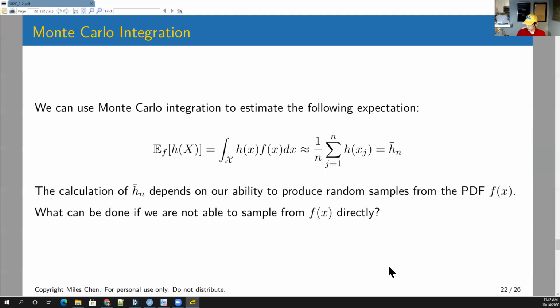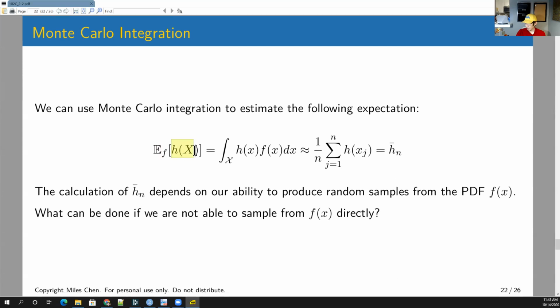Okay, so far we've been talking about Monte Carlo integration, and we said, if you want the expected value of this function h of x, where x comes from this PDF f, it's equal to this integral, and we can estimate it by taking random values of x from f and taking the sample mean of this function. Okay, but this depends on our ability to produce random samples from the PDF f of x.